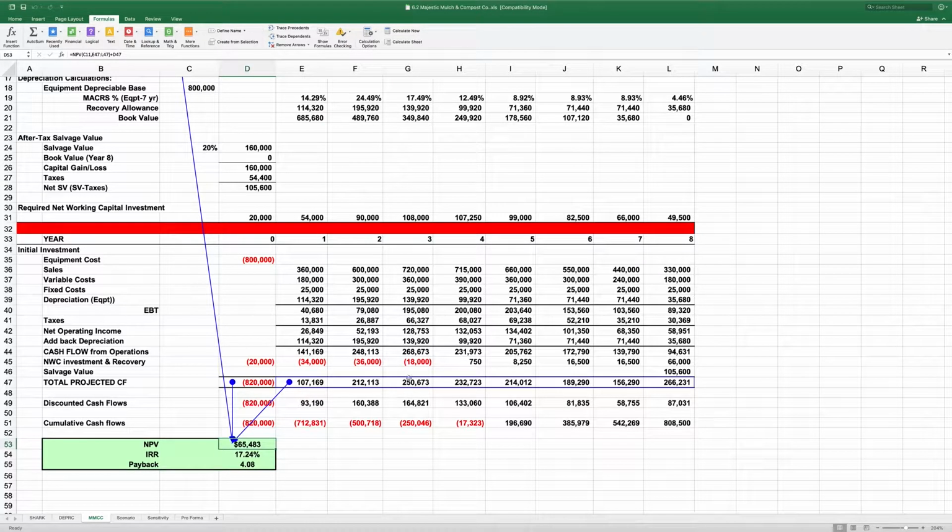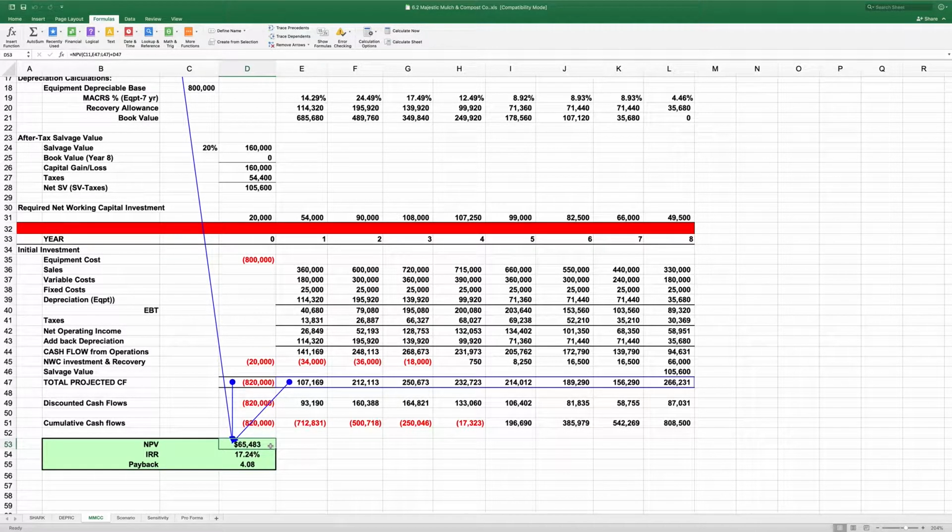Then plus, because the initial cash outflow of $820,000 is a negative number, they are adding the negative number using plus. You add them together, so it is 65,483. This is the net present value. This is the most important formula you have to know how to use.